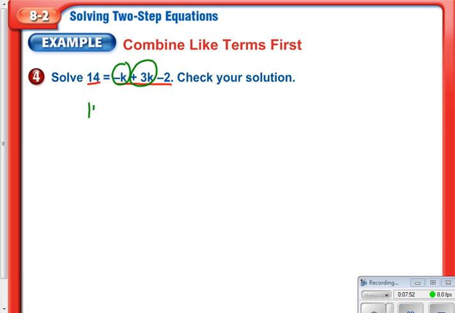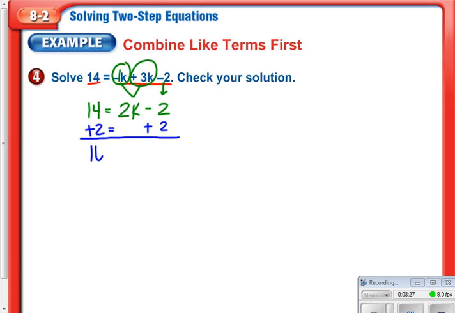We have a -k and a positive 3k. So I'm going to go ahead and rewrite this. We have 14 equals, we can add those terms together. Remember, this is really a 1k, so we have -1k plus 3k is going to give us 2k, and I'm going to go ahead and drop down the -2. Once you combine like terms, you jump to step 2, which is to get rid of any addition or subtraction to the side with the variable. Here's the side with the variable right there. So on that side, what I need to get rid of is the -2. So I would add 2 to both sides.